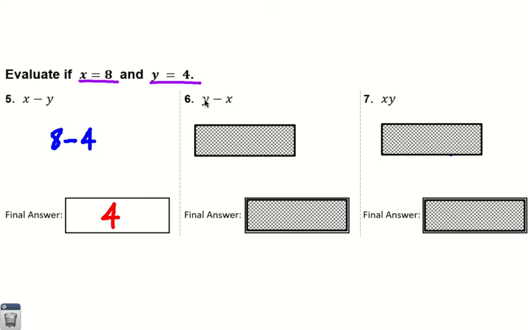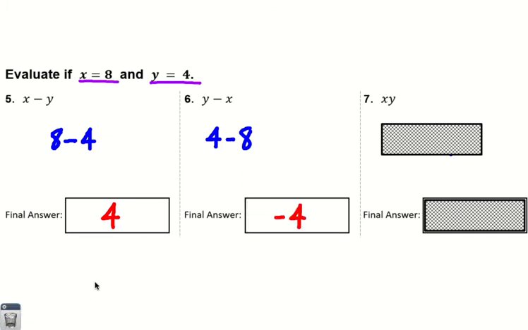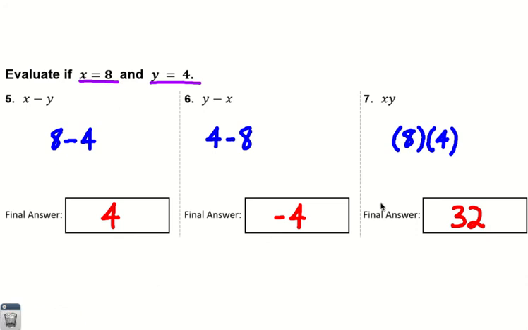Same thing in number 6. We're just going to do y minus x. So we're going to be doing 4 minus 8, which is different. You get negative 4 for a final answer. And then xy, you should know. This is a very simple thing. You should know that xy means x times y, or 8 times 4, since 8 is x and 4 is y. And of course, that's 32. So this is multiplication here, people.